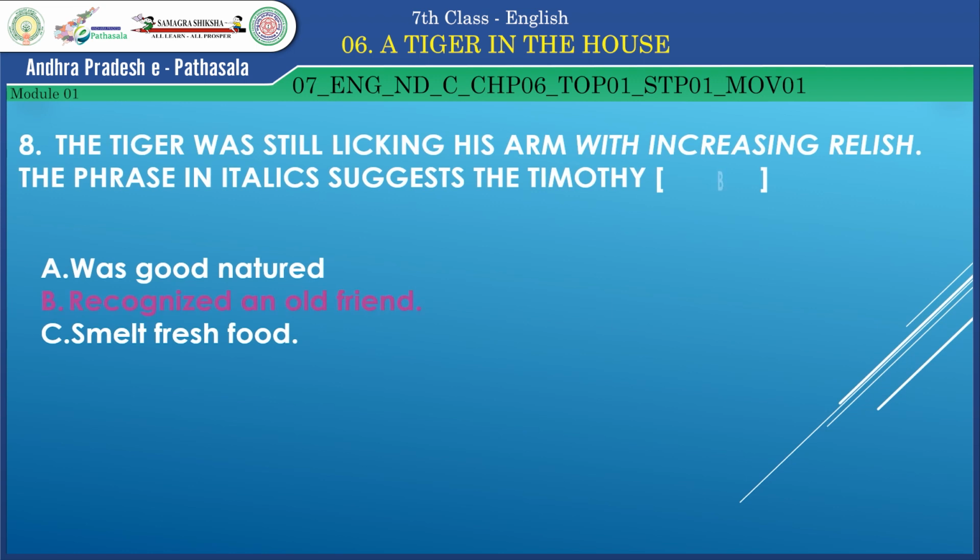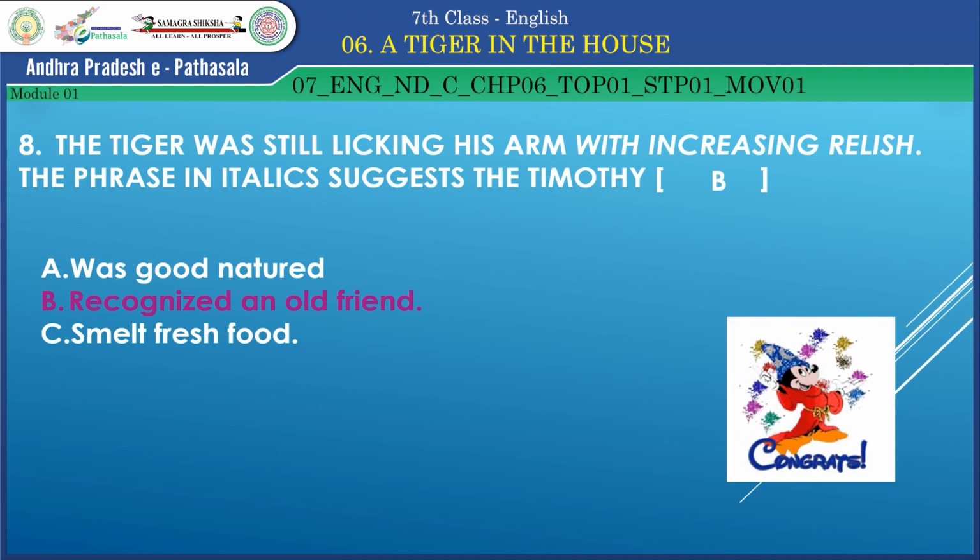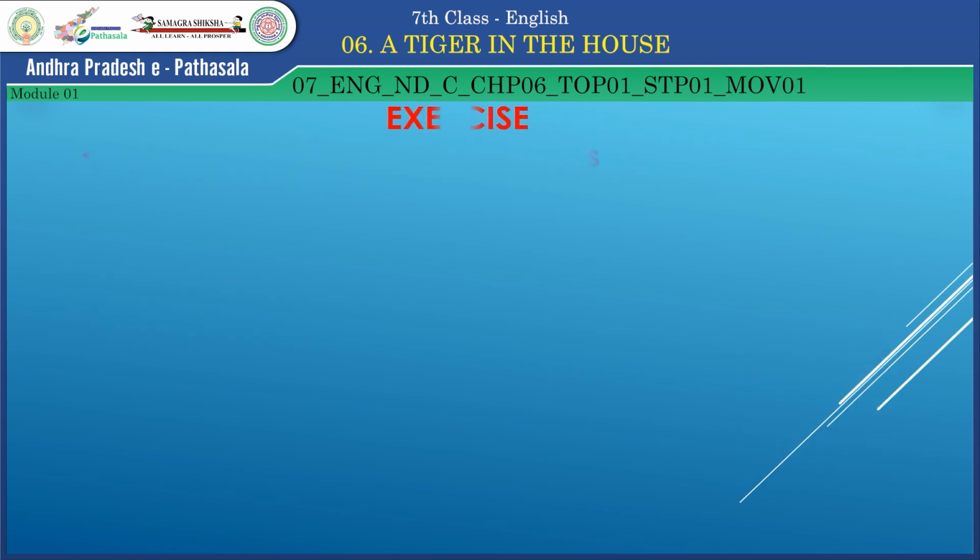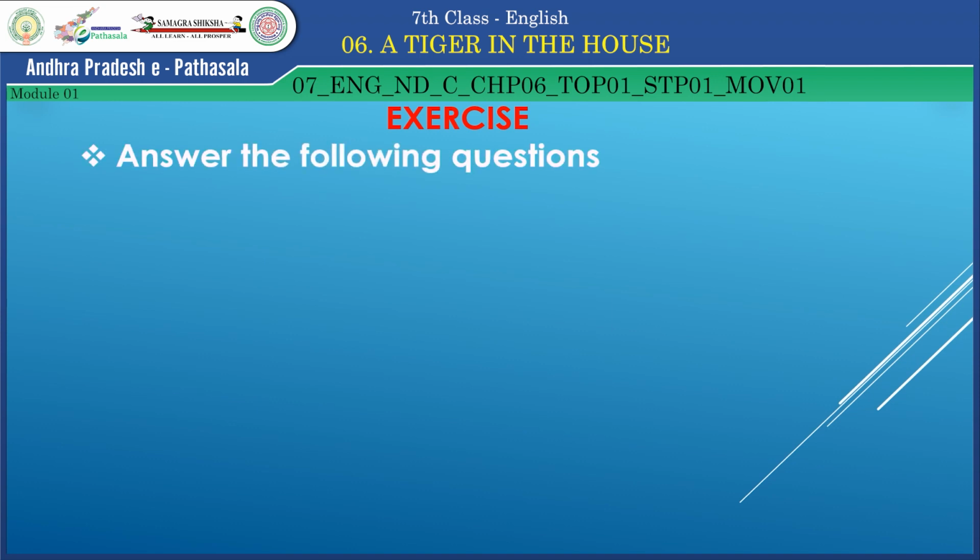Children, you understand well comprehension two. Now we will check our total understanding of the lesson by doing the following exercise. Are you ready, children? Exercise. Answer the following questions. Question number 1.